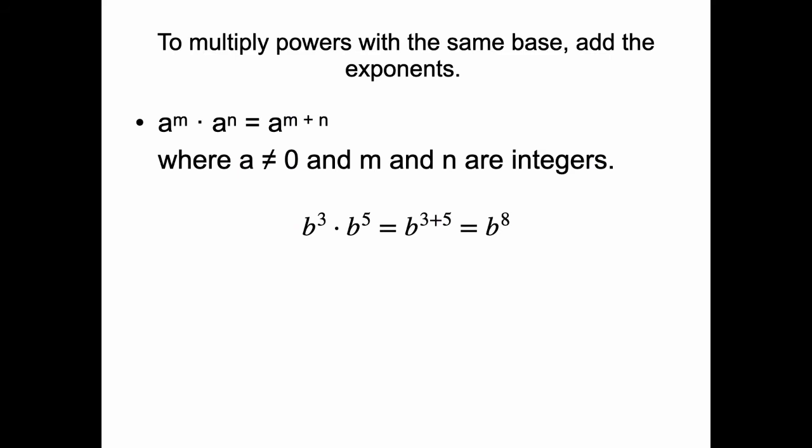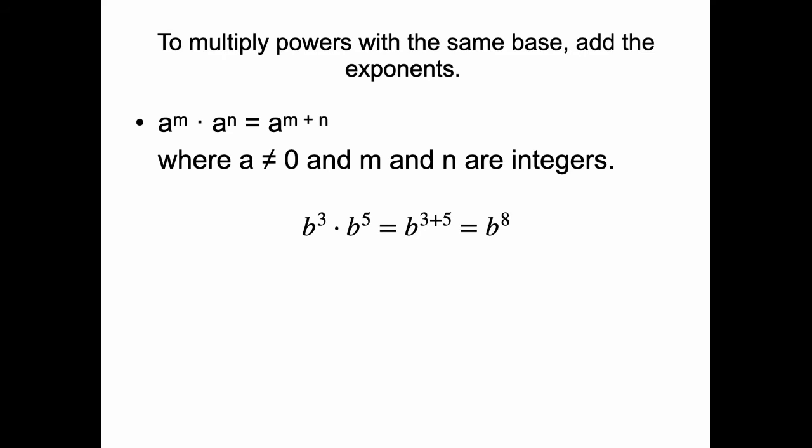To multiply powers with the same base, we add the exponents. We have a to the m times a to the n, which equals a to the m plus n. Since they have the same base, we can add their exponents. And this is where a does not equal 0, because if the base was 0, what's 0 times itself? It would just be 0.